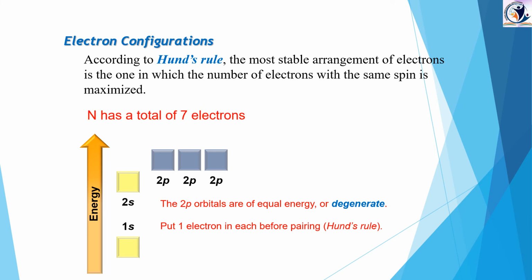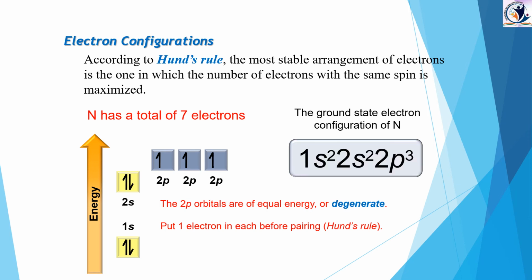N has total 7 electrons. How will these be arranged? 1s2, 2s2, 2p x1, y1 and z1. You understood now? So these three have been filled up. So 1s2, 2s2, 2p3 is the electronic configuration of nitrogen.